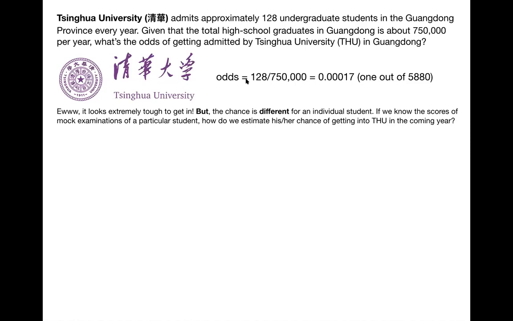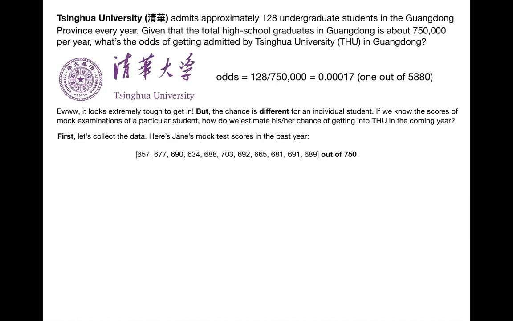Now we need data. What data do we need to predict? We need the mock examination scores of a particular student. Once we get that data, we can estimate his or her chance of getting into Tsinghua University in the coming year. So let's see the magic. For example, here are Jane's mock test scores in the past year.